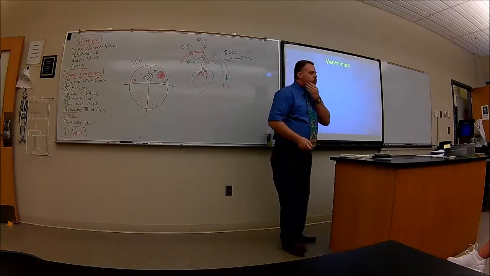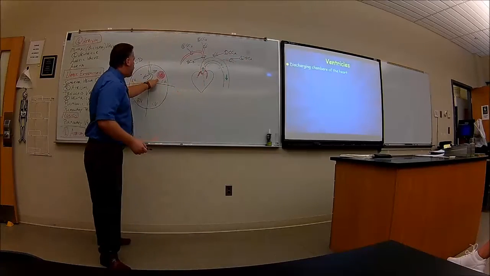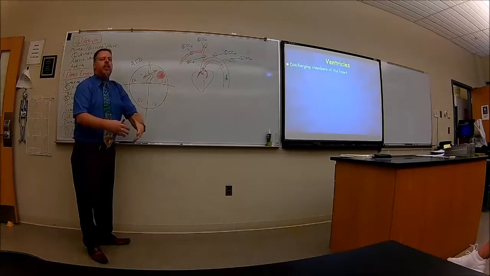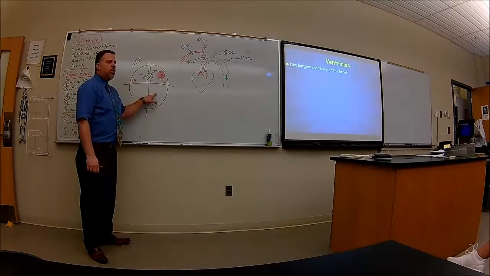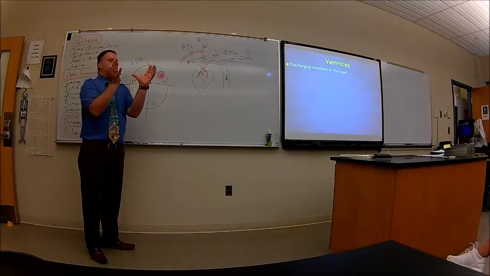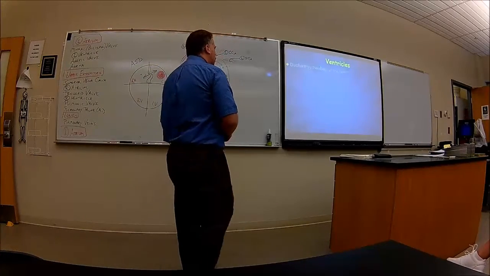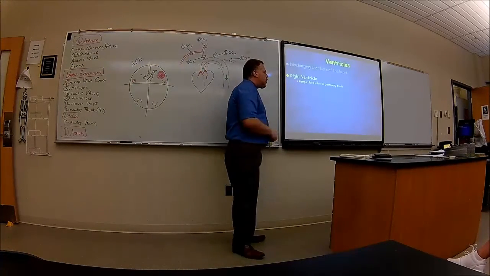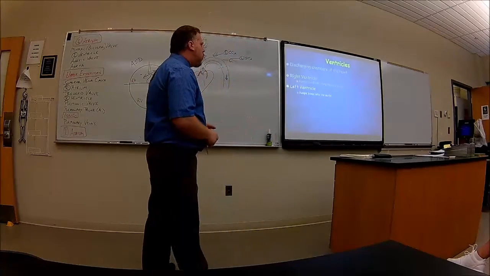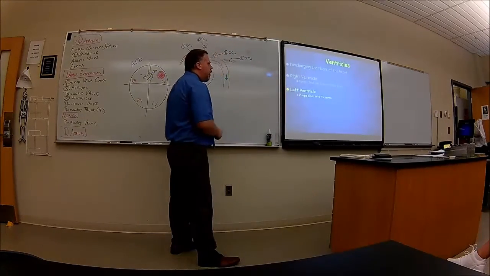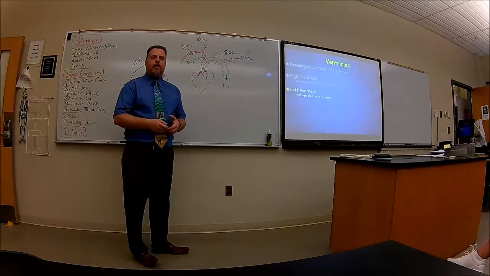Now the ventricles. The atria are the receiving chambers. They receive the blood. The ventricles are the discharging chambers. They're going to discharge the blood out of the heart. The right ventricle is going to pump it through the pulmonary trunk to the lungs. The left ventricle is going to pump it to the aorta, to the rest of the body.